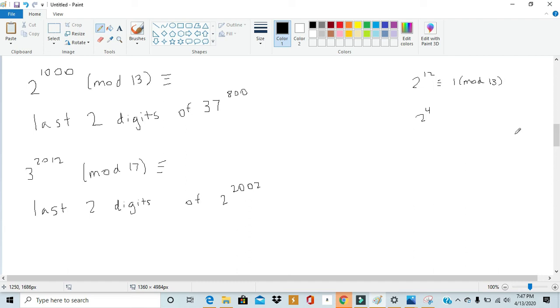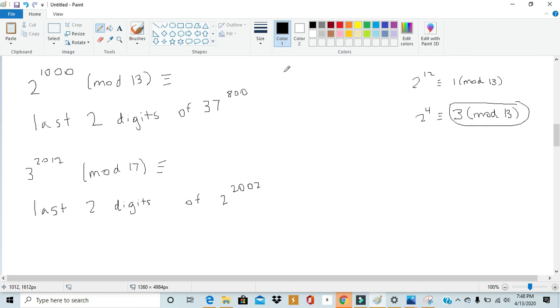So what is 2 to the 4 mod 13? Well, 2 to the 4 is 16. And if we take 16 mod 13, well, 16 is only 3 more than a multiple of 13. So we get 16 to be 3 mod 13. So 2 to the 4 is 3 mod 13. So ultimately we get that as our answer. 2 to the 1000 mod 13 is just 3 mod 13.